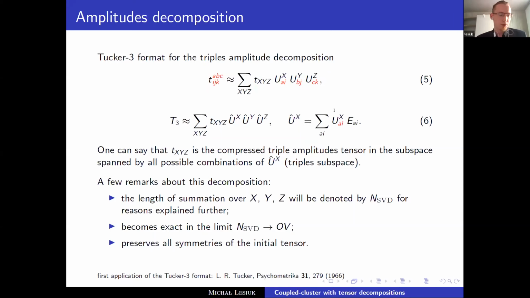A few remarks here, or a few notational issues. The length of the summation over x, y, and z, I will denote by NSVD. It will be clear why in a second. This decomposition is exact if you include all possible excitations in the space. So in the limit of NSVD being equal to OV, which is the maximal size that you can get, this decomposition is exact. And also what is worth mentioning is that all the symmetries of the initial tensor are preserved.